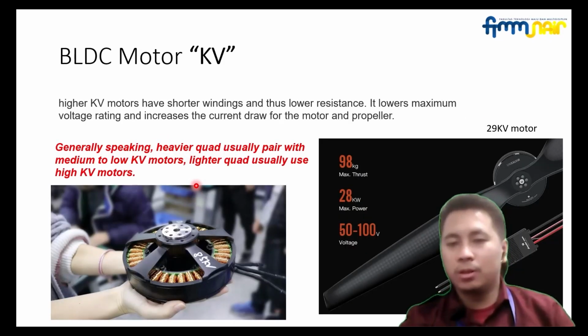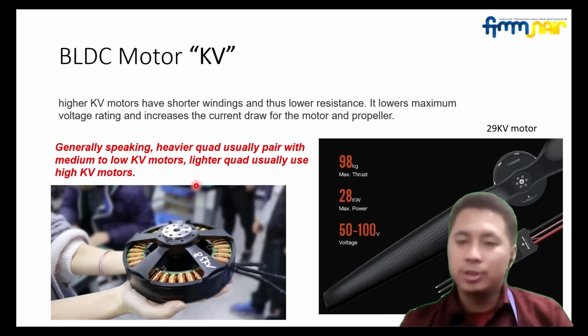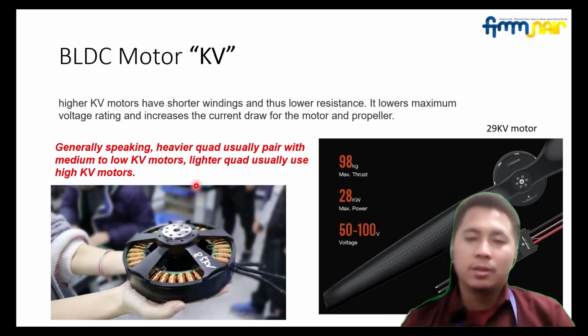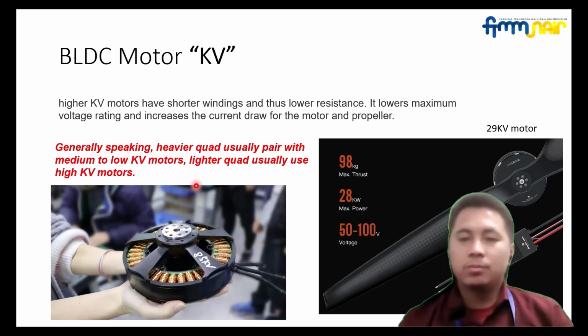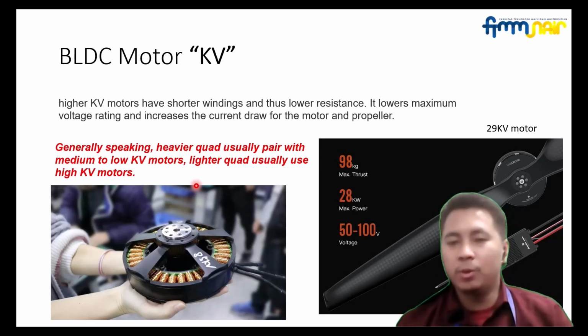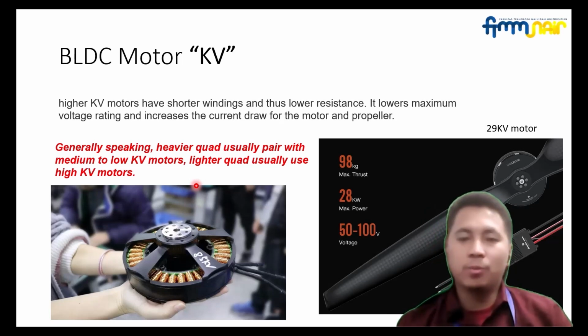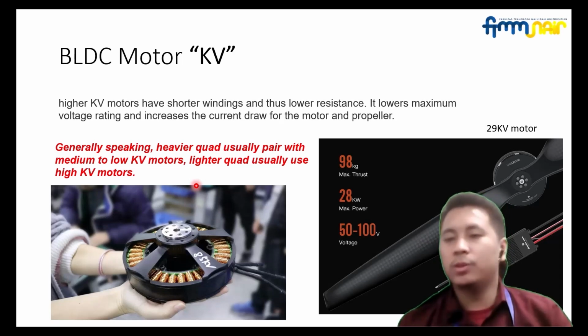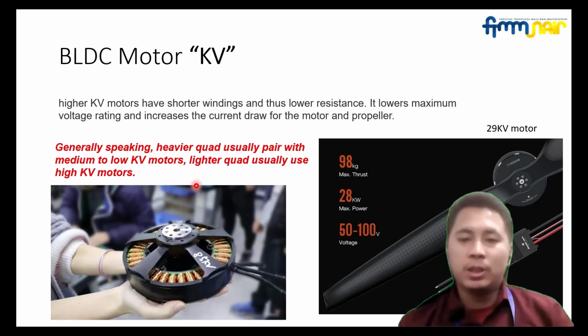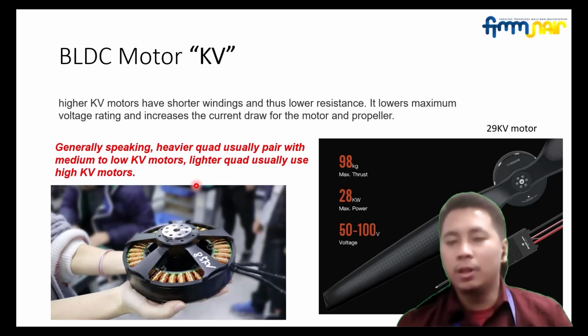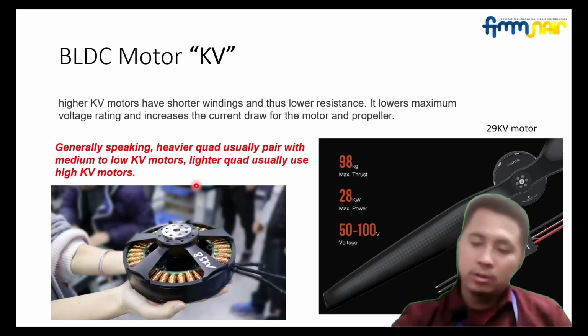And on the BLDC motor, we will hear kV. The BLDC motor kV is very important because a higher kV motor has shorter winding, which means lower resistance. It lowers the maximum voltage rating and increases the current draw for the motor and propeller. Generally speaking, a heavier multicopter usually has a lower kV motor, and a lighter quadcopter usually uses a high kV motor. So that's why it's connected.